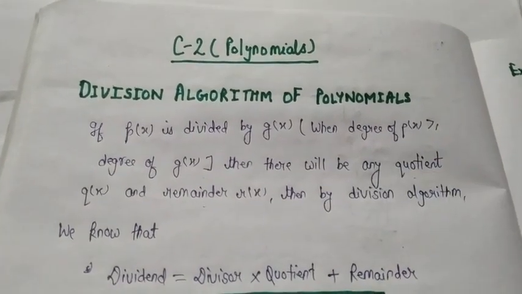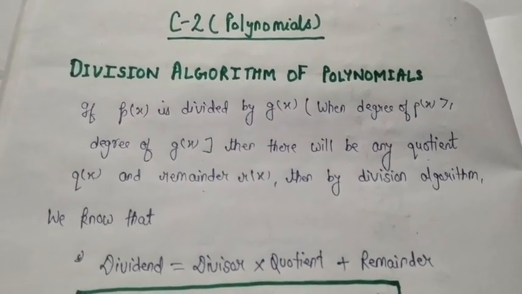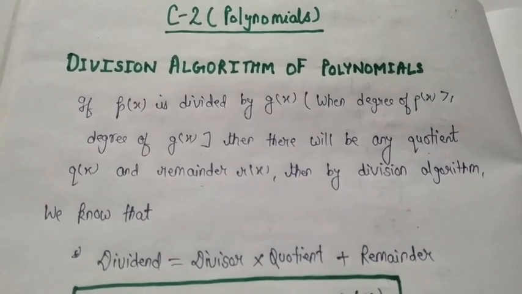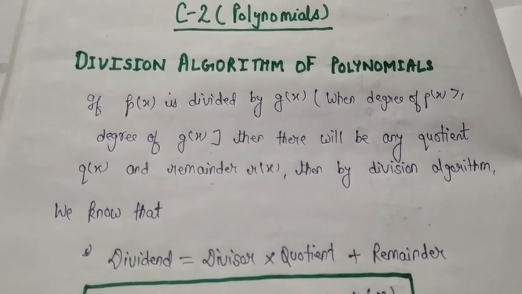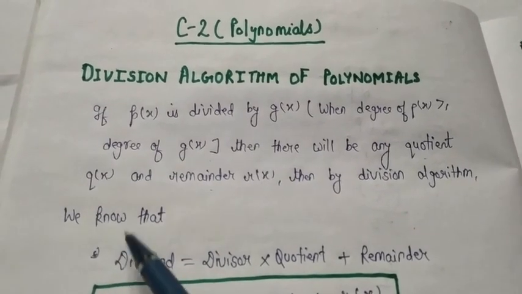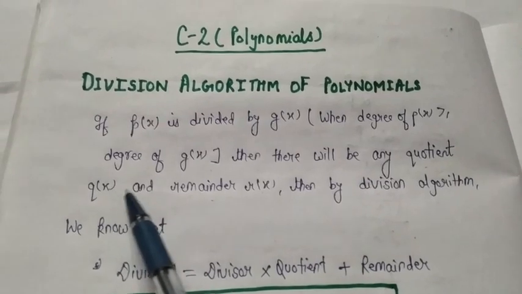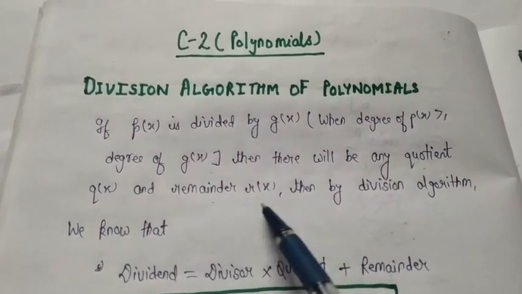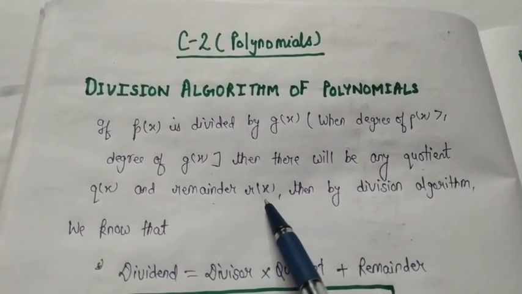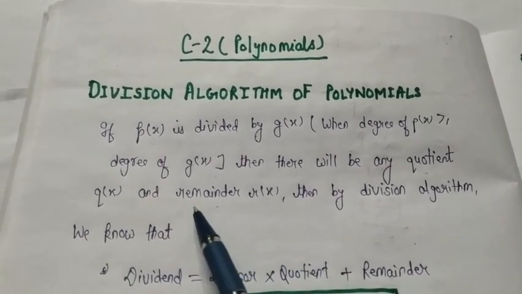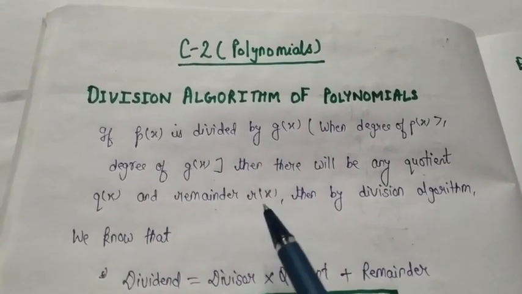Okay, after that when you divide any number, you know there will be a quotient and a remainder. So in the case of polynomials we get quotient q(x) and remainder r(x). Why have I written q(x) and r(x)? Because the quotient is also a polynomial and the remainder is also a polynomial, and whatever polynomials we are studying right now are in the variable x. That's why I have written quotient q(x) and remainder r(x).